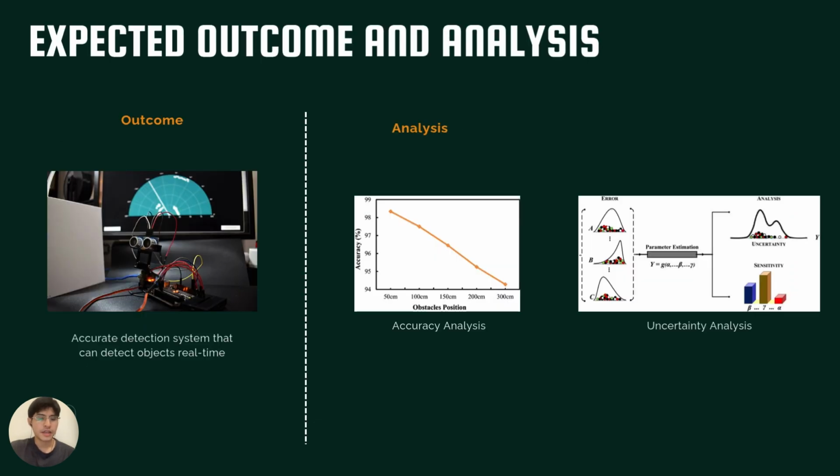And here is the expected outcome of our system. For the outcome, we would like to create a measurement detection system that can detect objects in real time with less uncertainty and with high accuracy. And in terms of analysis, we intend to do accuracy analysis and uncertainty analysis. And as you will see in the future slides, we have conducted some uncertainty analysis based on our project.